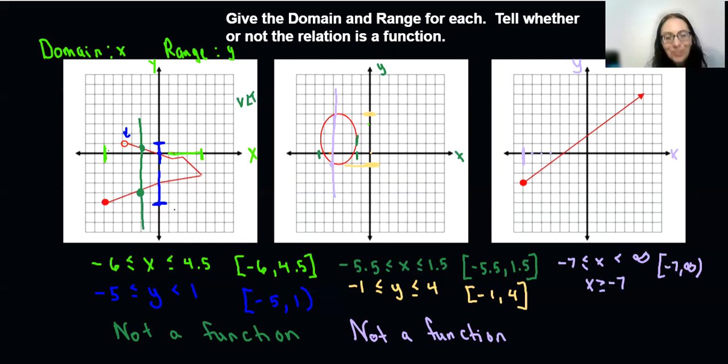So how are we doing? That one's a little different. You might want to pause the video and take a look at it a little closer. Now, we've done the domain, how far over. Now we've got to look at how high and low the graph goes. So how high and low?